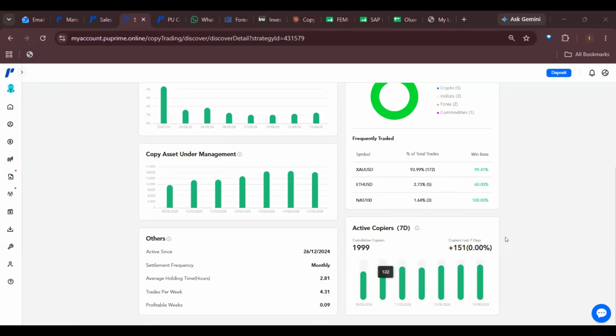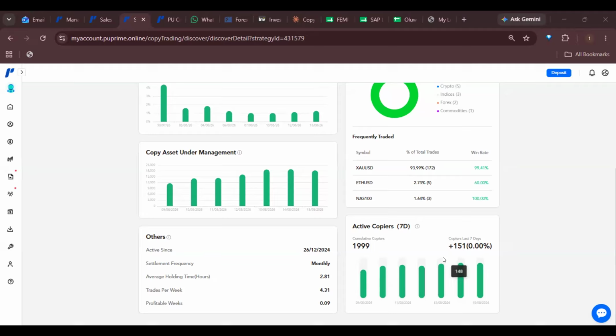This particular trader has 1,999 people copying. So if you are joining this particular person, you would be joining someone who, of course, has a substantial number of people copying him. If he had not been doing well, definitely you wouldn't see a lot of people copying him.